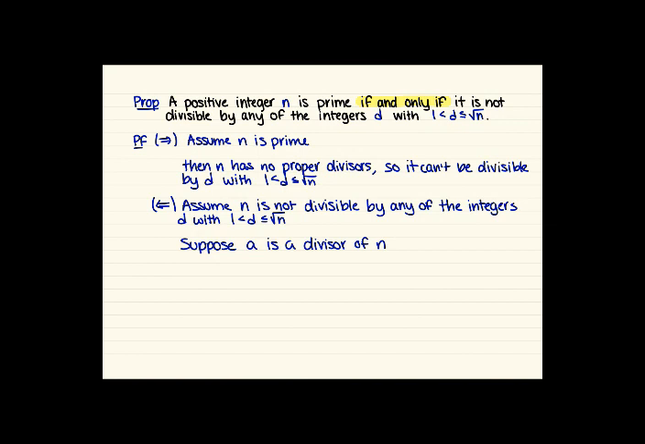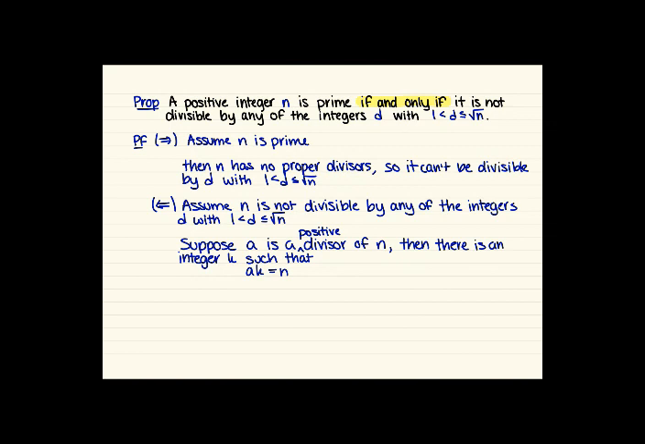So we want to show that n has no proper divisors, so we want to show that ultimately a has to be plus or minus 1 or plus or minus n. So a being a divisor of n, that means that there is an integer k such that a k equals n. So now if a is negative, then minus a, or the positive version of a, is also going to be a divisor of n. So we can actually take a to be a positive divisor, and that won't change anything here.